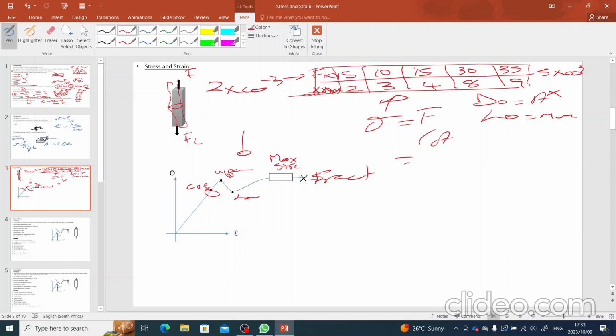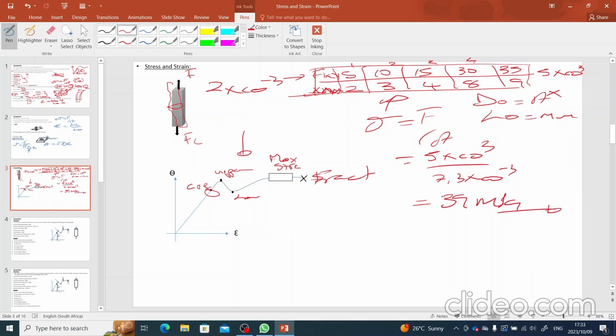How many stresses must you calculate? 1, 2, 3, 4, 5. You calculate your stresses. This is force 5 times 10 to the power 3 over the area that you would have calculated there. Then you get your stresses. I'm just writing there and giving you the picture. Can you see that I've written 39 megapascals? Under your strain, you calculate your strain.